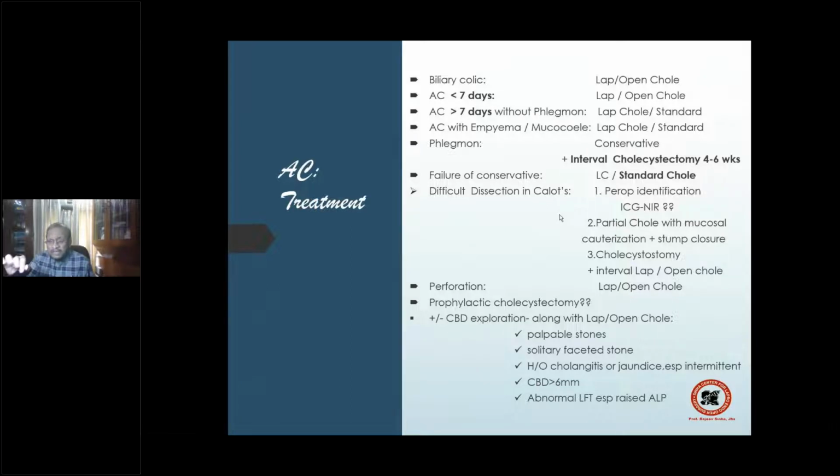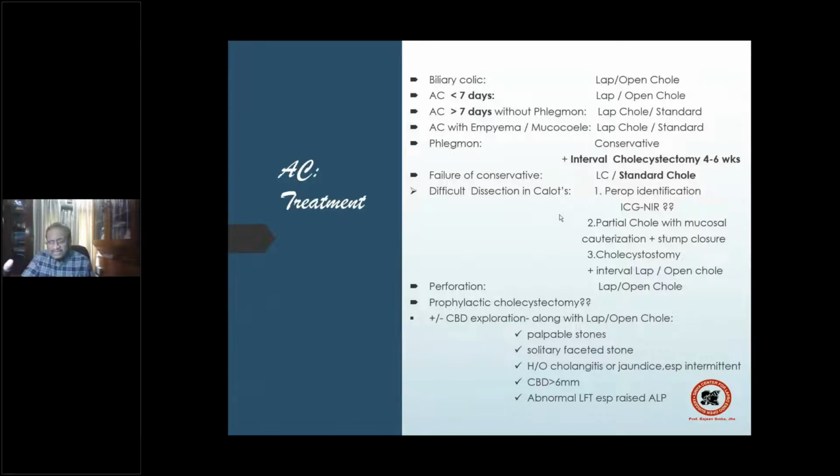Or number two, if you don't have that facility with you, that's a costly facility, then you should do a partial cholecystectomy. And what happens to the stump that you leave behind? You should always do a mucosal cauterization. So if you burn the mucosa from inside the stump which has been left behind, that becomes a functionless gallbladder, and then you close that stump. So that is perhaps one of the best options available as of now in those patients where there is a difficult dissection of the Calot's triangle.